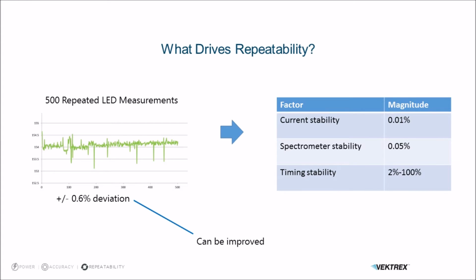And if we start to look at what drives that, the traditional sources that people are used to for incandescent lighting, like current stability and spectrometer stability, aren't really driving these differences. What is, though, is timing stability. And that's because the measurements are made as the LED is heating dynamically, and when you make the measurement makes a big difference in what kind of measurement you get.